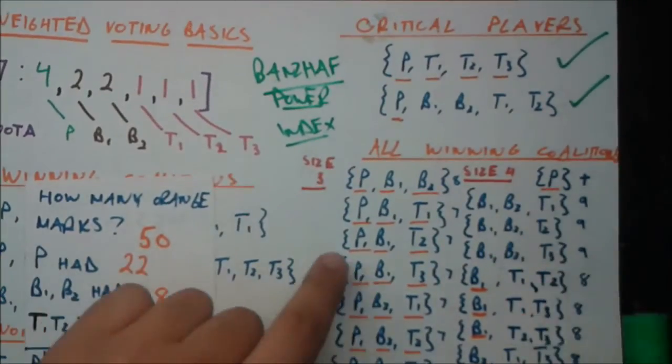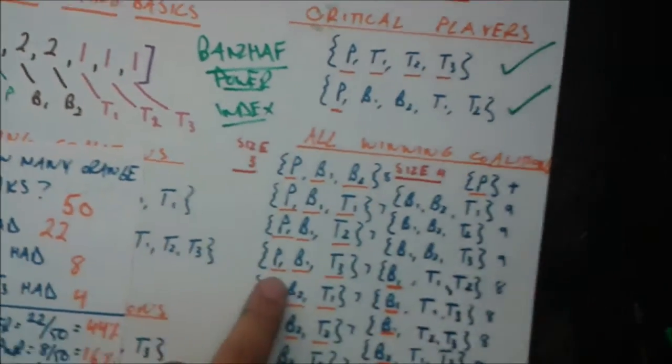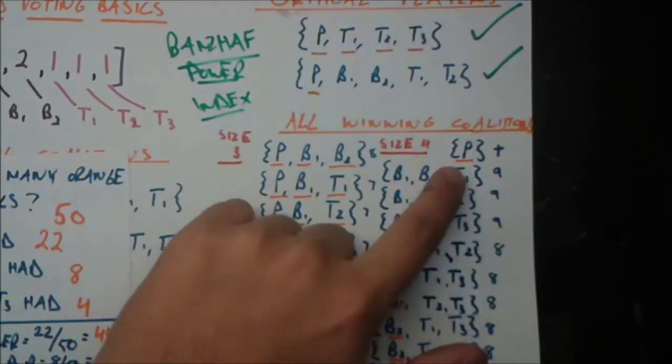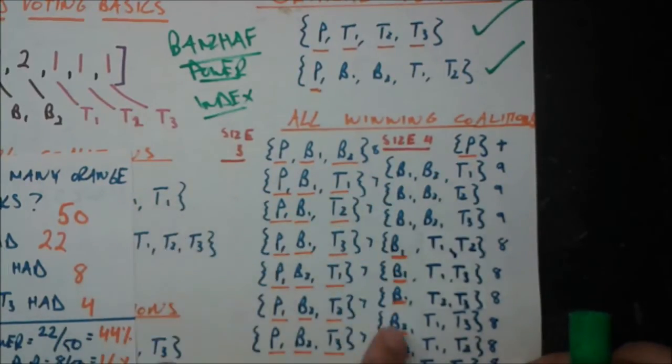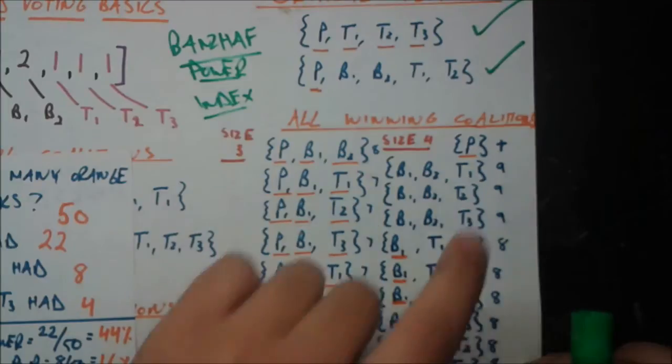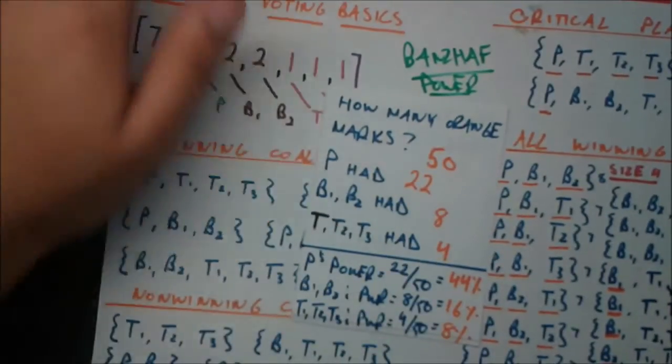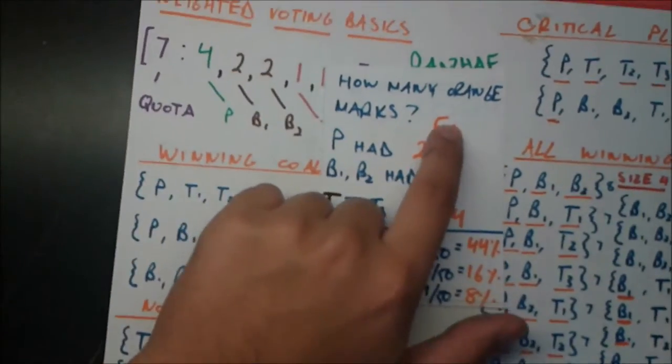So it turns out that if we add up all the orange underlines we see, and be careful in this one because there should really be a P in front of each of these 10, so you need to make sure you count that P 10 times. If we count out all those orange marks, it turns out there's 50 orange marks.